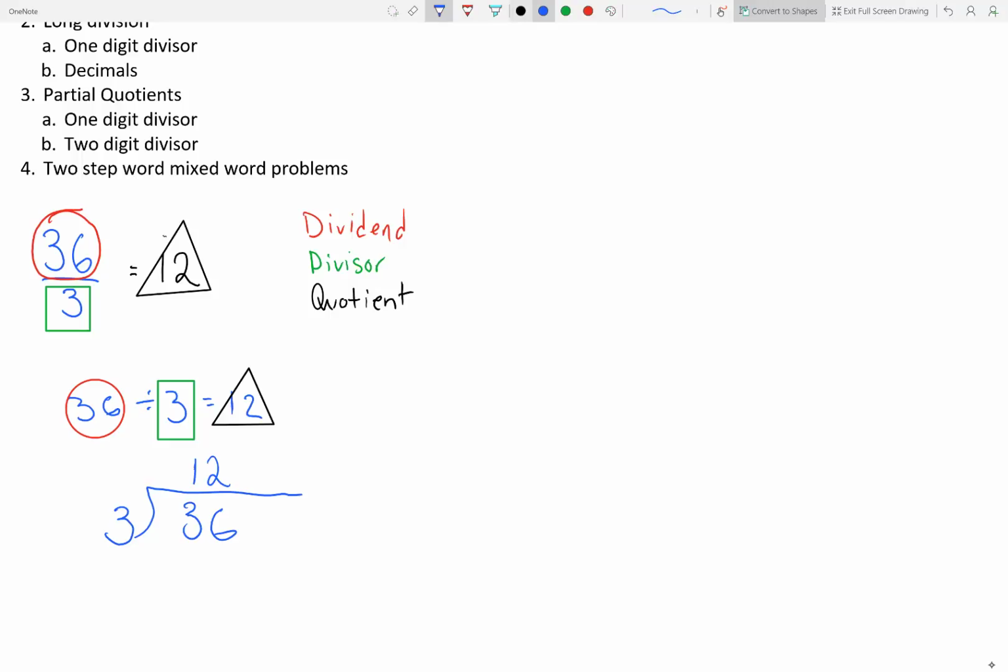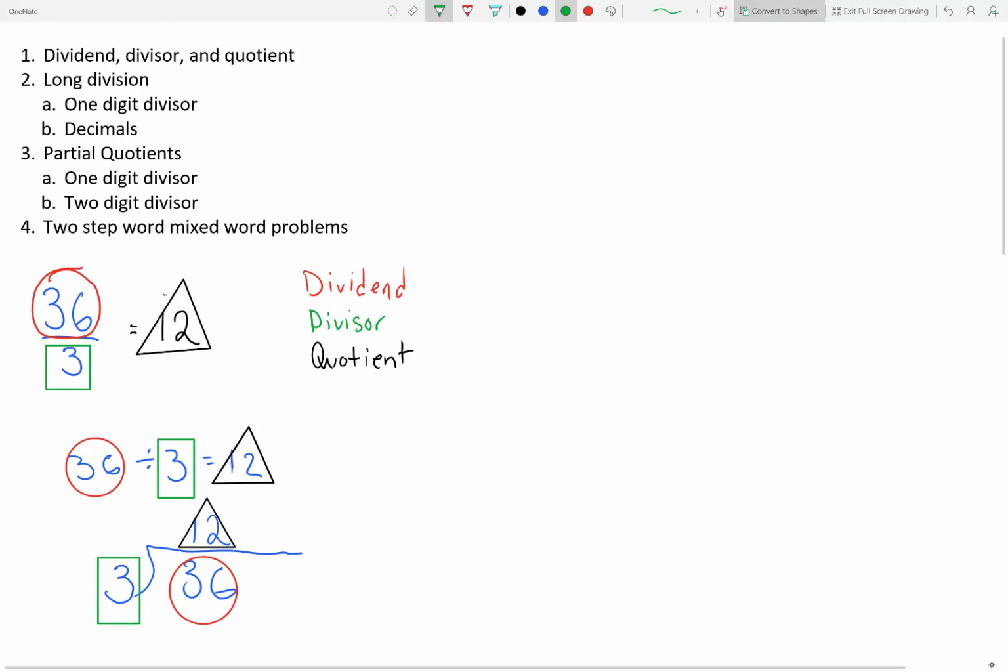Your quotient or answer would be this number here. Your dividend, the number being divided, is there. And how many groups of 3 are in 36 is your divisor. So those are the 3 different ways that we've looked at writing division problems. Now what I would like to do is go through a few long division questions using one-digit divisors and decimals.